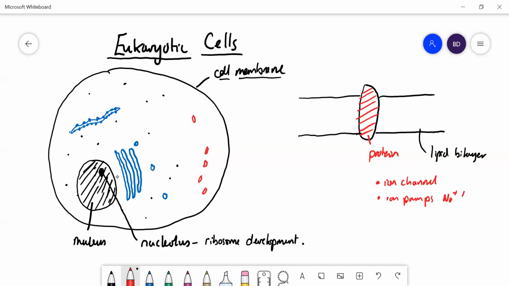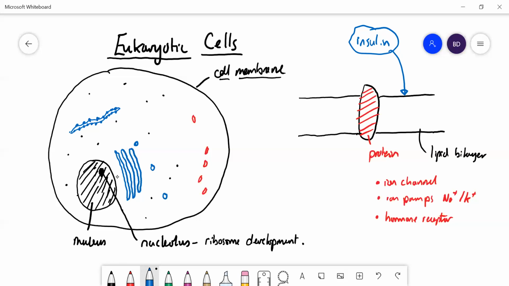Other ones are hormone receptors. If you think about insulin, it's a big protein. So here's insulin up here. That comes to a liver cell. Insulin makes liver cells turn glucose into glycogen. Now, how does it exert its effects? Because insulin can't pass through the cell membrane. It's much too big to go through the lipid bilayer.